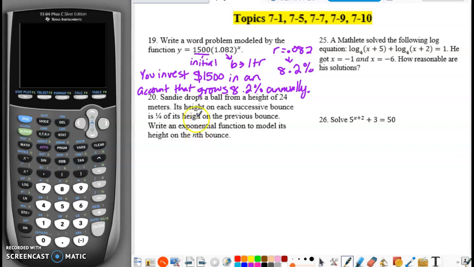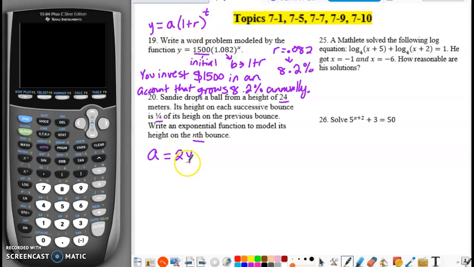Looking at number 20, it says Sandy drops a ball from a height of 24 meters. Its height on each successive bounce is 1/4 of its height on the previous bounce. Write an exponential function to model its height on the nth bounce. So we can actually use exponential decay on this because we have an initial of 24. So we have an a value of 24, which I forgot on the last problem. We can use y equals a times 1 plus r to the t power. I forgot to put that.